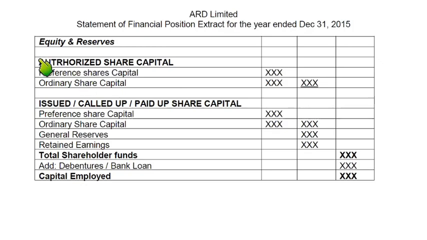If there is preference share capital, we will be writing this, and if there are ordinary share capitals, we will be writing this, and we add up and just keep it here. We will not be carrying forward this amount to later balances.